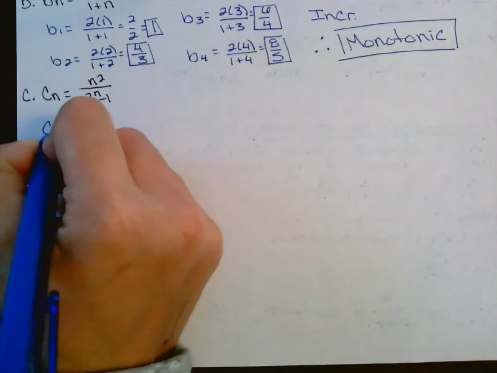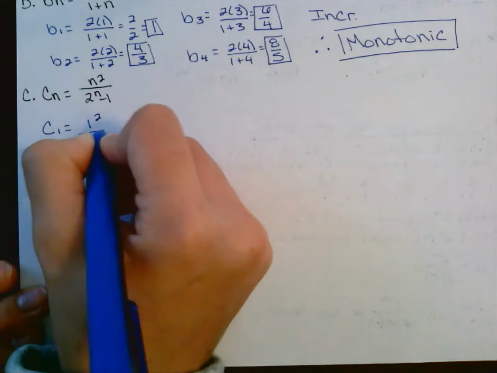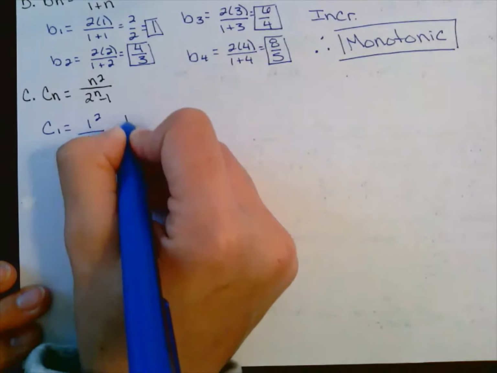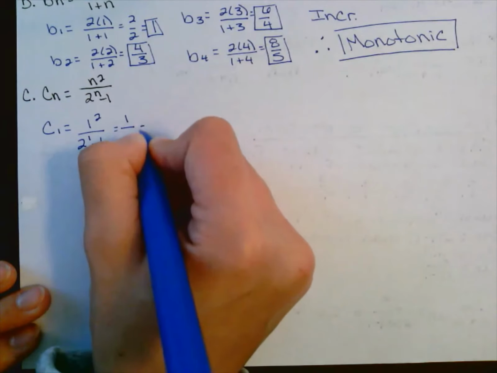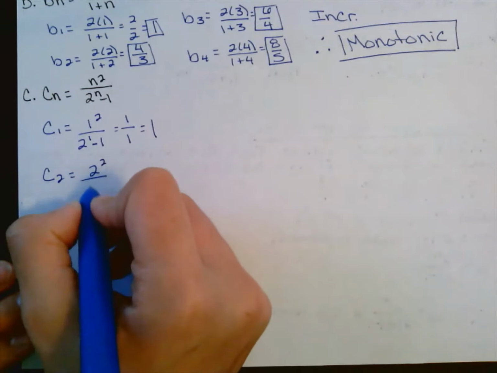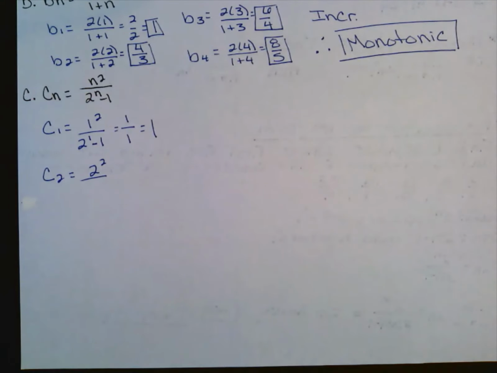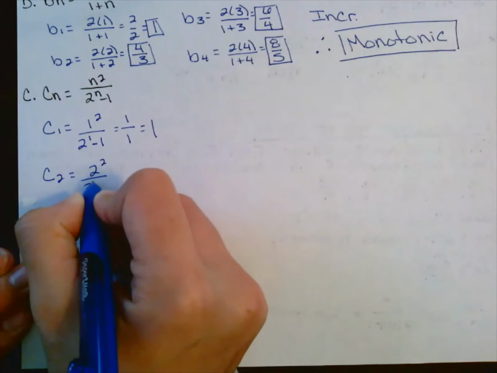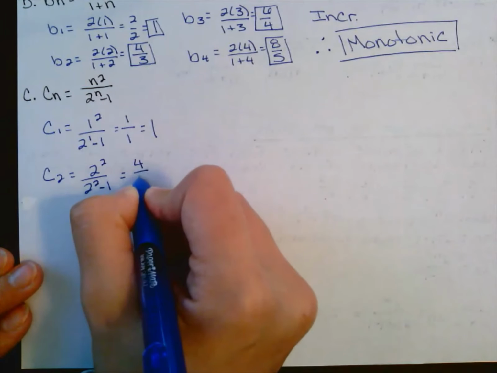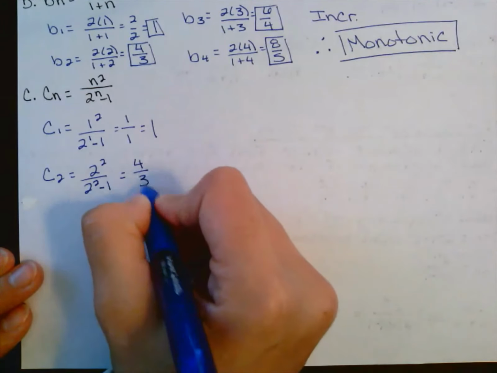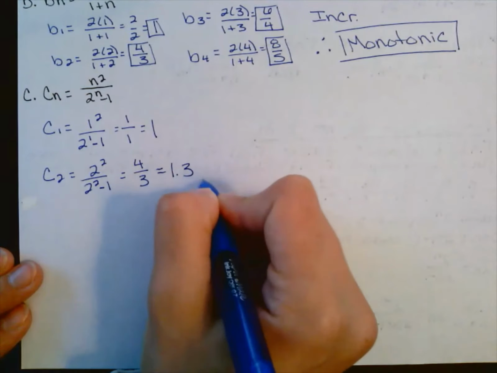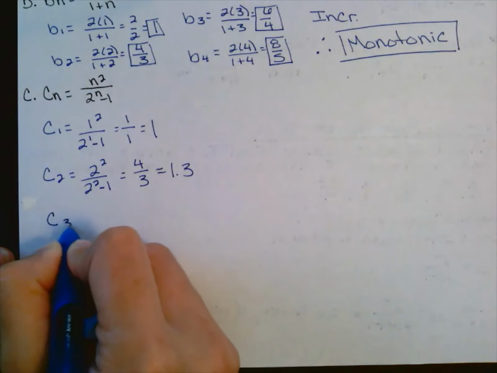So for this one, C sub 1, I get 1 squared over 2 to the first power minus 1. And this gives me 1 over 2 to the first minus 1. This gives me 1. Now we have 2 to the second over 2 squared minus 1. And this is going to give me 4 over 3. So I went from 1 to 4 over 3, which is something greater than 1, and it's approximately 1.3. Okay? Sometimes it's easier to see them as a decimal.